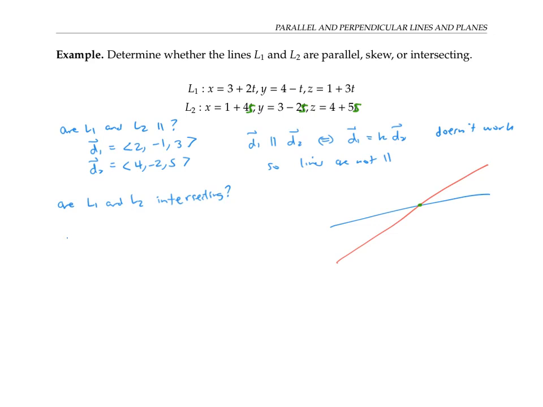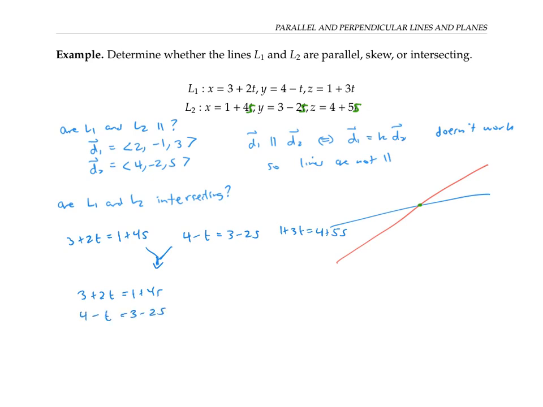So I'm going to set 3 plus 2t equal to 1 plus 4s, 4 minus t equal to 3 minus 2s, and 1 plus 3t equal to 4 plus 5s. Let me start with these first two equations and see if I can eliminate a variable, say t. So I'm going to write down my first equation and my second equation.